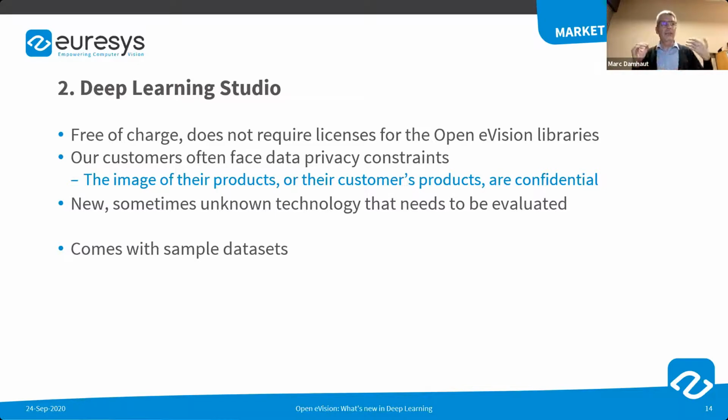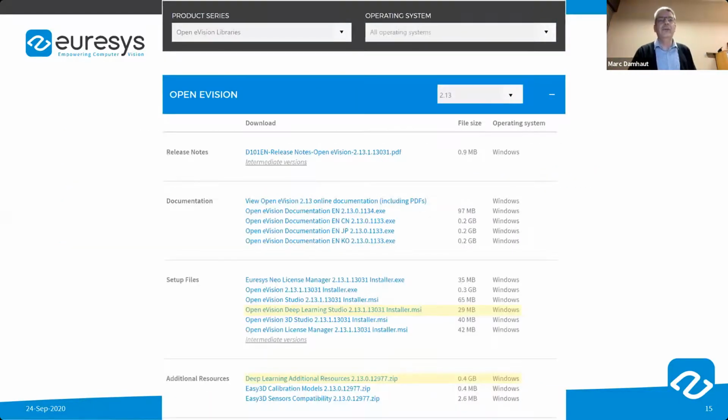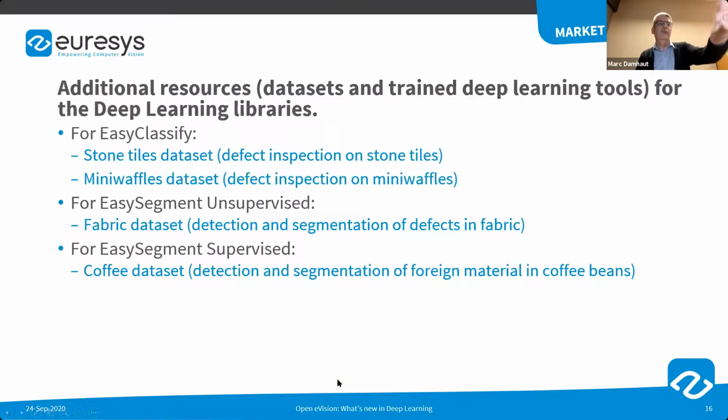And this is great because most of our customers do not want to send us any image. So you can use your own images and you can evaluate very easily our tools using your own images. Please head for our download page. You go to Open eVision. Latest version is 2.13. Click on Open eVision Deep Learning Studio to download it and install it. And while you are there, you can also download additional resources. We have a few data sets here for classification, unsupervised, and supervised segmentation. I recommend the coffee data set, which is super impressive.